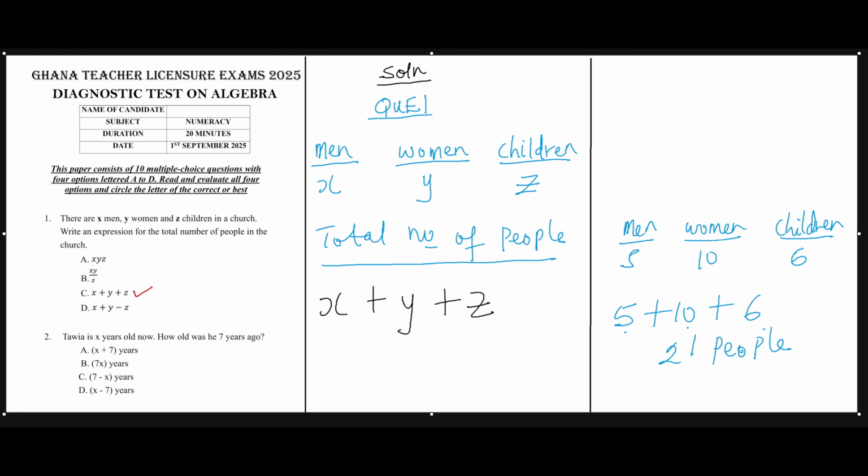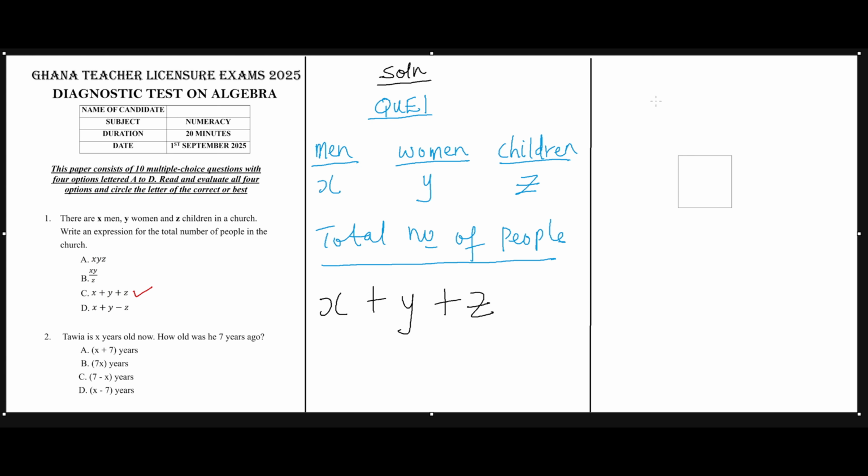Now, question 2. Question 2 reads, Tavia is x years old now. So how old was he 7 years ago? So let's say we have Kofi, whose present age is, let's say, 20 years. His present age is 20 years. So how old was Kofi 7 years ago?